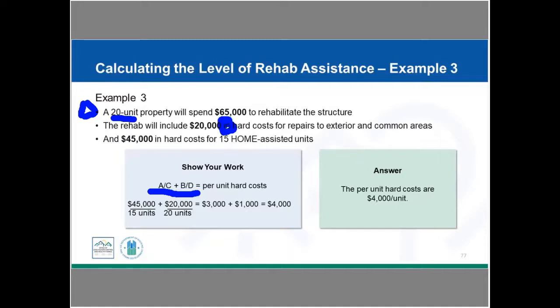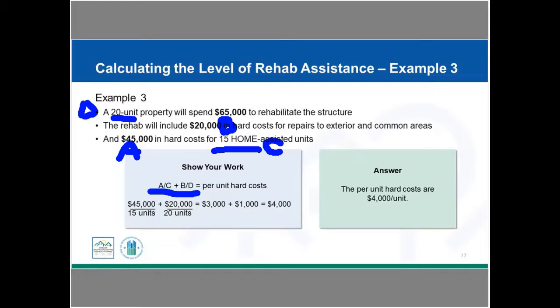And then we have $45,000 in hard costs. Remember, my hard cost is my A, the rehab hard cost for all assisted units, excluding common areas and exterior surfaces. Okay, so this is going to be my A here. And we have 15 home assisted units, and the 15 units are going to be my number of federally assisted units in the project. So that's my C.